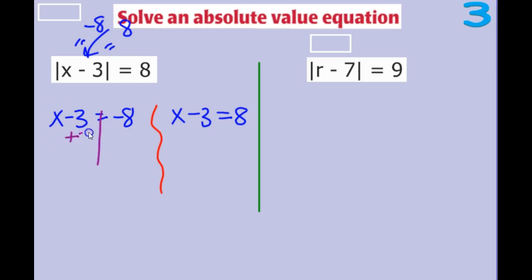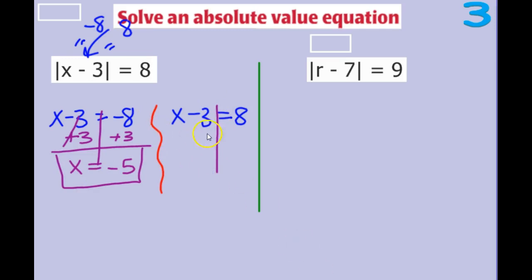So if I solve this, I add 3. And we get x equals negative 8 plus 3, which is negative 5. And same thing over here. Add 3. But this time I get 8 plus 3 is 11. So these are our two answers.